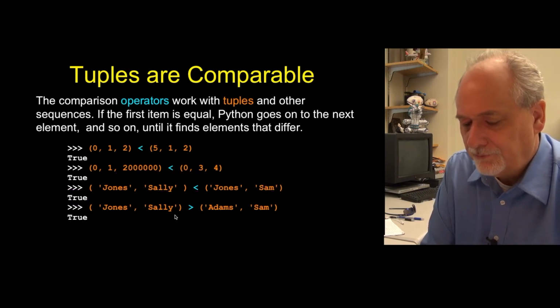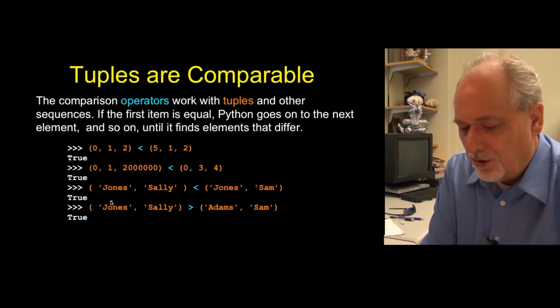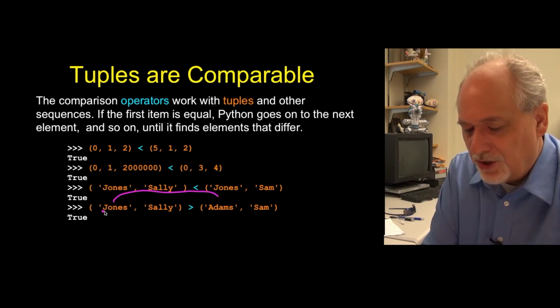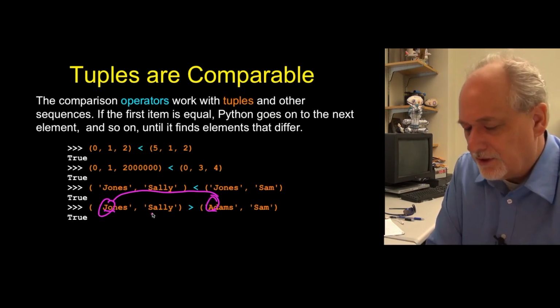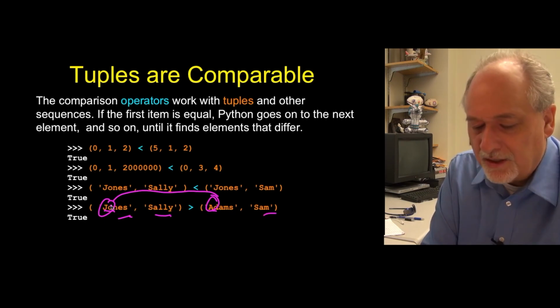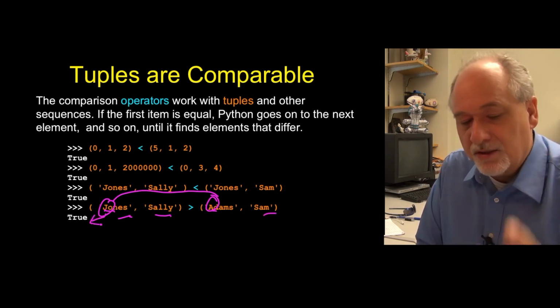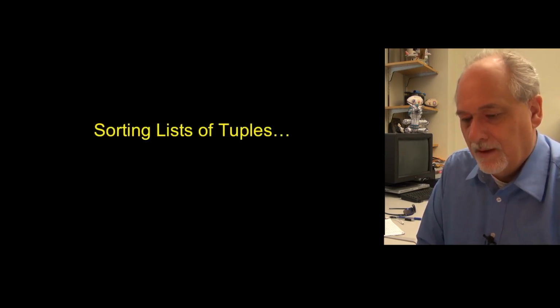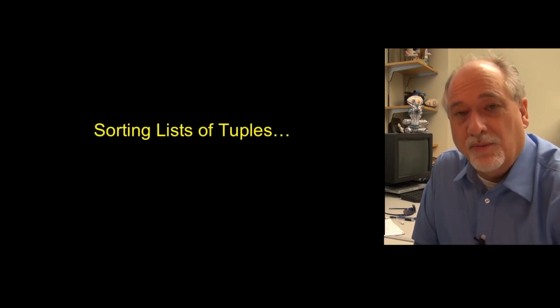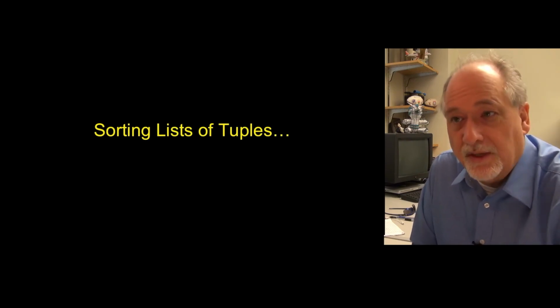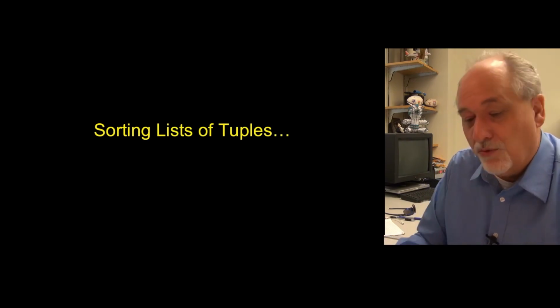And if we say is Jones, Sally greater than Adam, Sam, well, we check the first one, the J and the A. Well, J is greater than A, and so we don't have to look at anything else. We don't have to look at any more of these characters. We don't have to look at the second thing in the tuple. That is enough to be true. So it only scans until it has a definitive answer. It doesn't scan any further. True. So now what we're going to do is use this comparable capability to sort these lists of tuples and then bring this all back and connect it more to dictionaries. That would be cool. So let's do that.